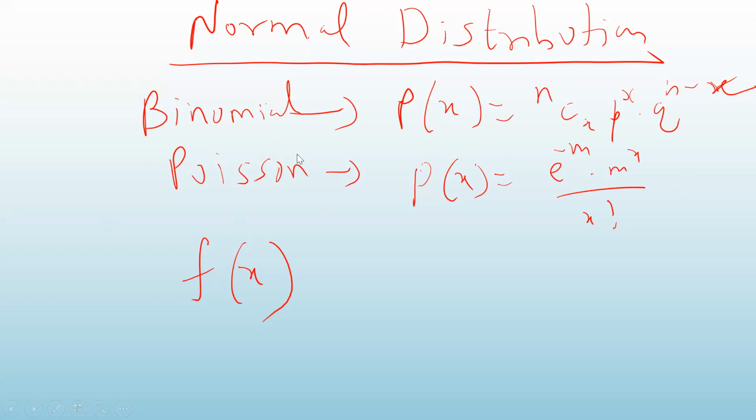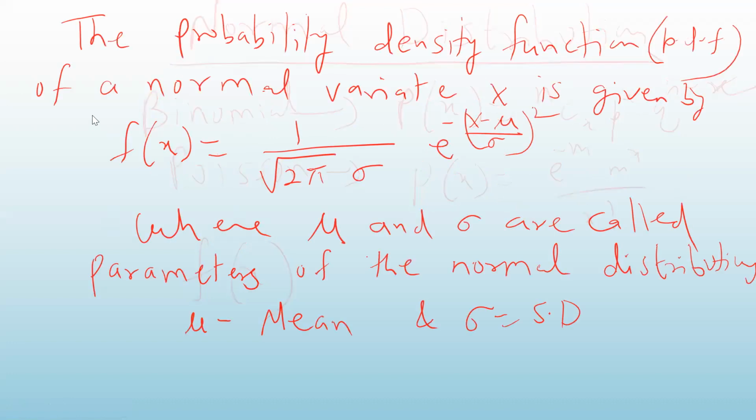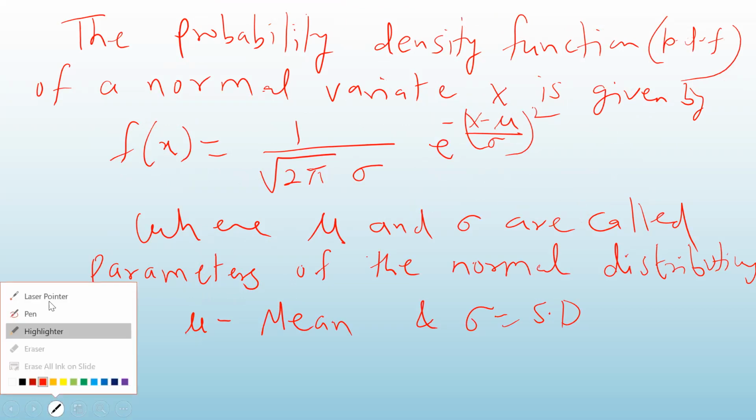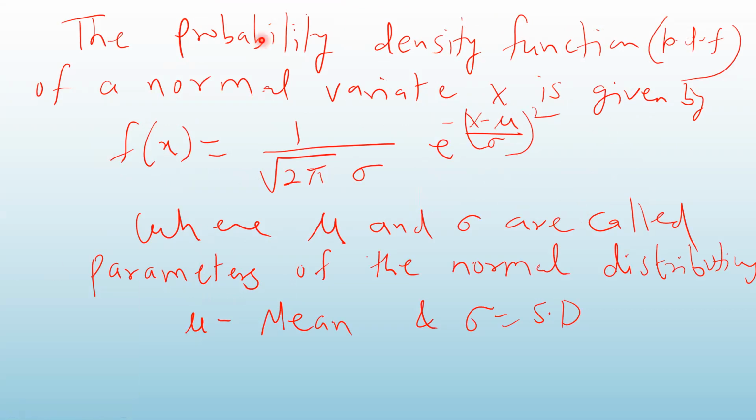But in case of normal distribution, or a continuous type of distribution, the probability density function is this. If X is a random variable which follows the normal distribution, then its probability density function is given by this formula, which looks very complicated, where mu is the mean and sigma is the standard deviation.